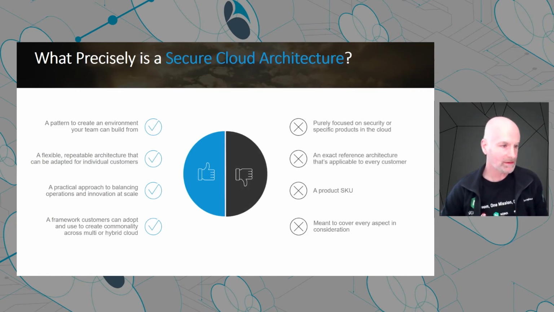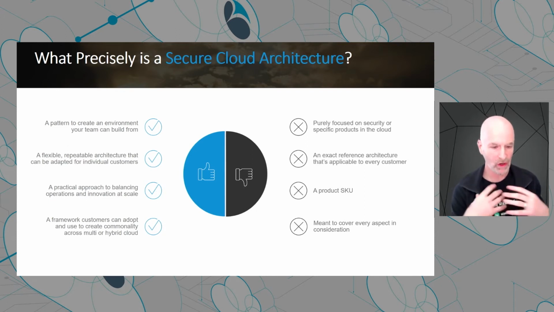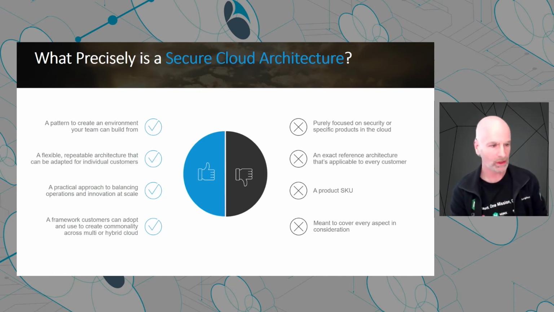Now, what it isn't is that it's not purely focused on any specific products. It's not an exact reference architecture, so it's not a document that we just give you and say, here you go, here's your secure cloud architecture. It's not a product or SKU, so you can't go to Bytes and say, I'd like to buy a secure cloud architecture, please. And it's not meant to cover every aspect in consideration, because F5 has expertise in specific areas. Bytes have wider expertise in a wider number of areas than F5 do. So we focus where our strengths are.